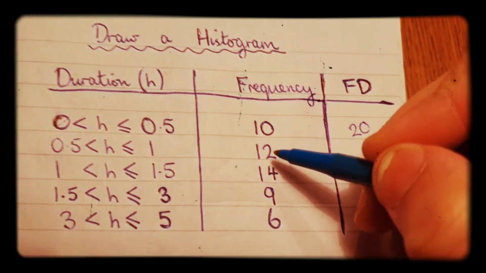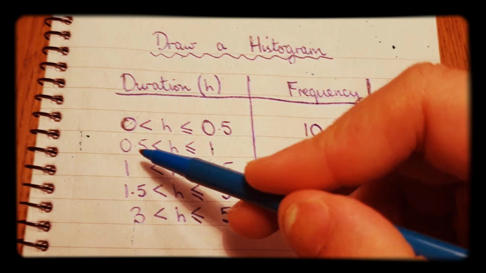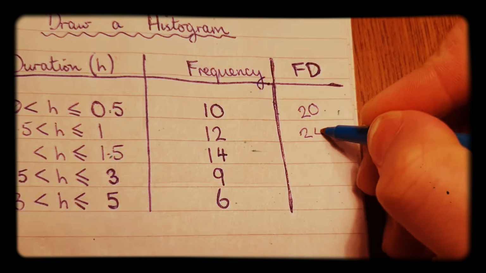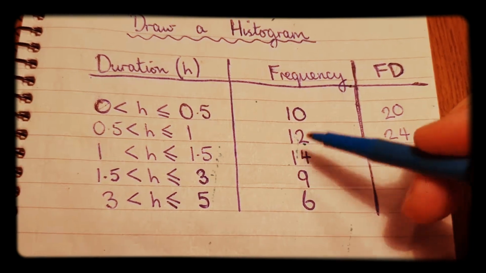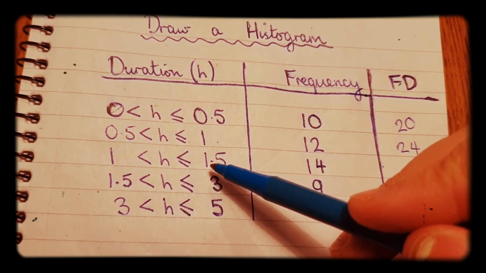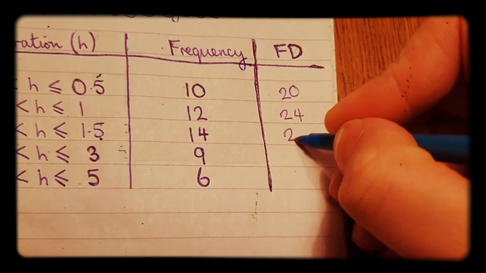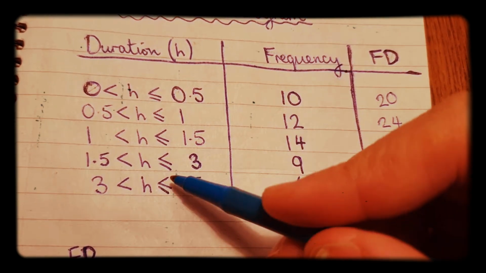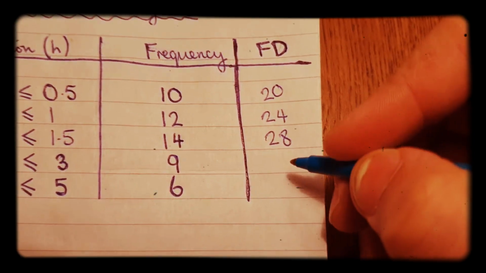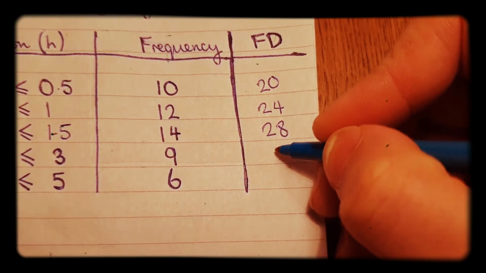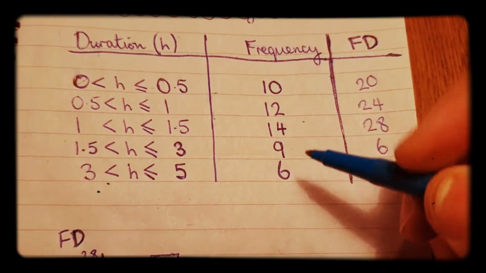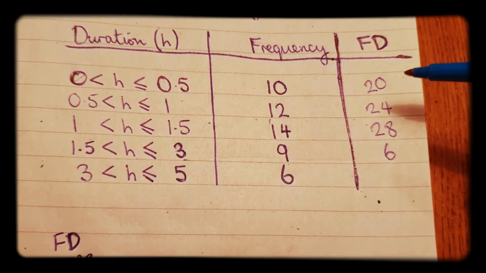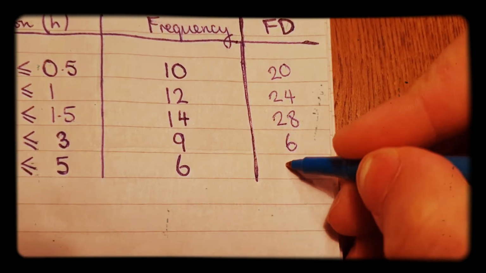This one is going to be 12 divided by a half, because between 0.5 and 1 is a half. So that's going to be 24. This one is 14 divided by a half again, which is the size of the class width. That's 28. This one is going to be 9 divided by 1.5, which if you do on your calculator you'll find is 6. And this one is 6 divided by 2, because the difference between 3 and 5 is 2. 6 divided by 2 is 3.